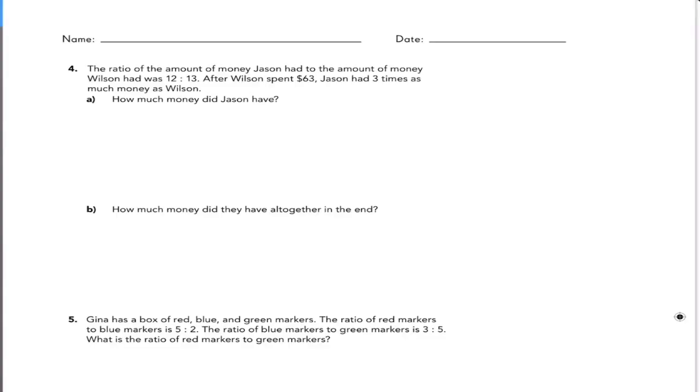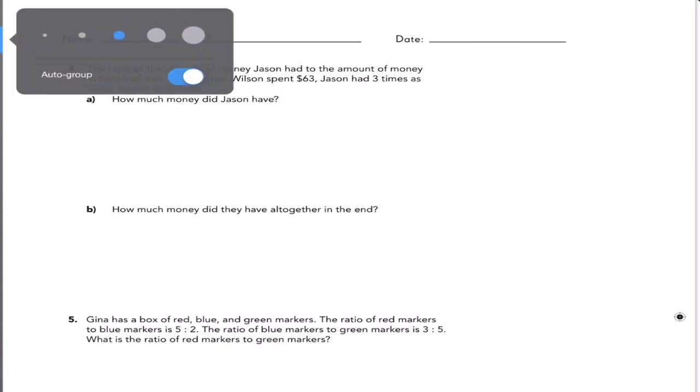Okay, we're going to go over word problems. This is day 2 for ratios. So let's look at the first one here. Number 4 says the ratio of the amount of money Jason had to the amount of money Wilson had was 12 to 13. After Wilson spent 63, Jason had 3 times as much.